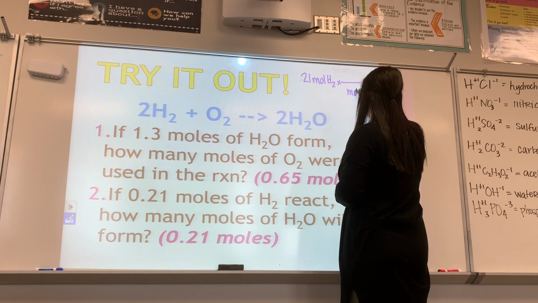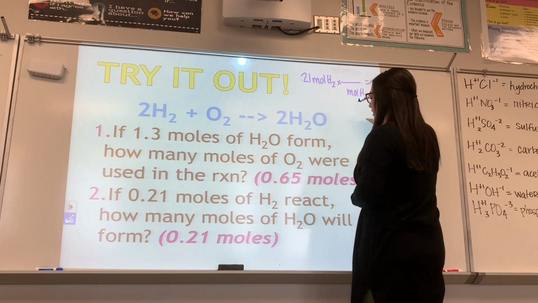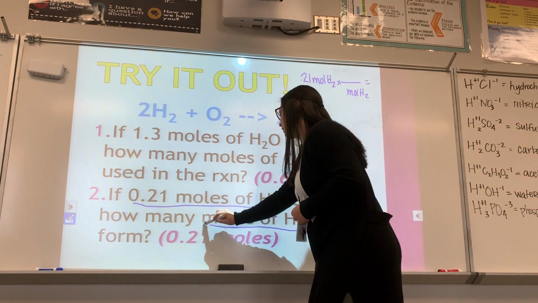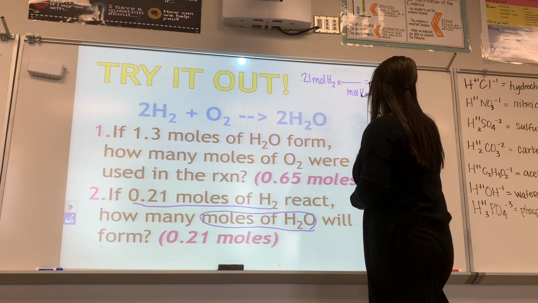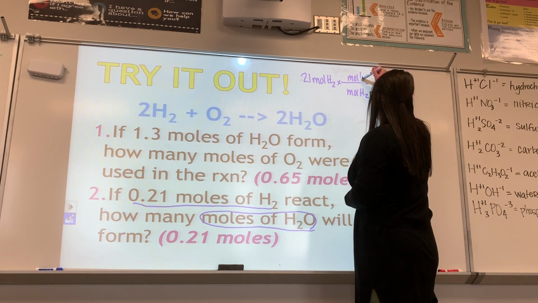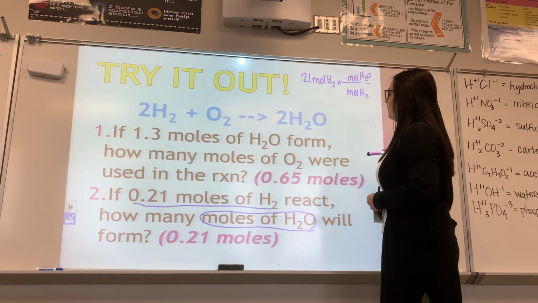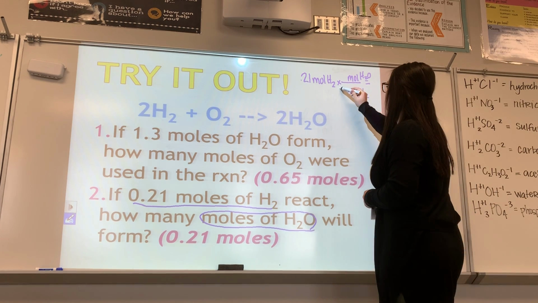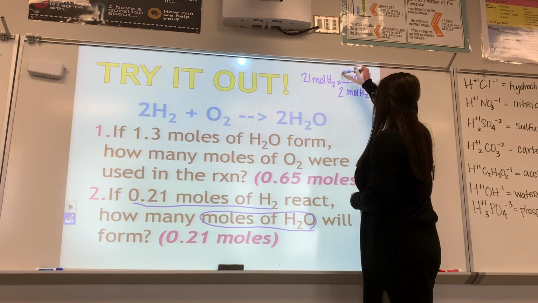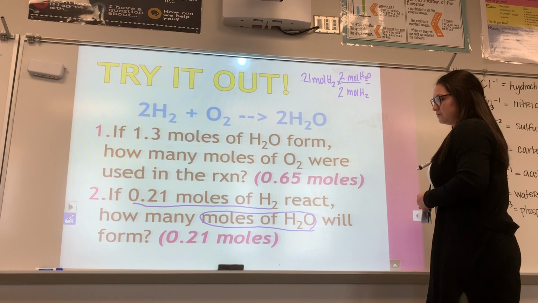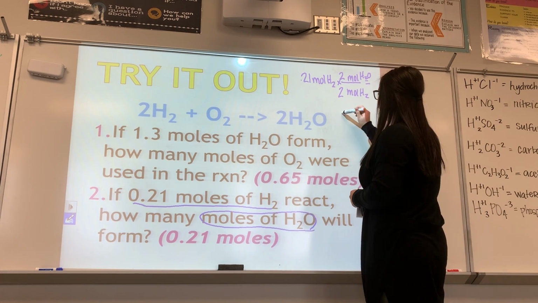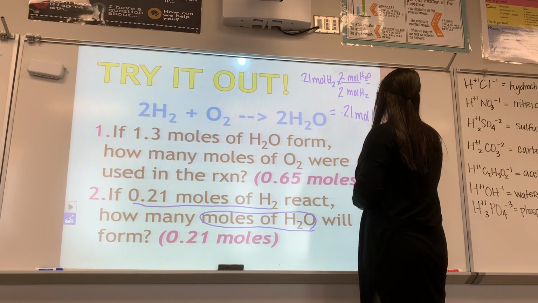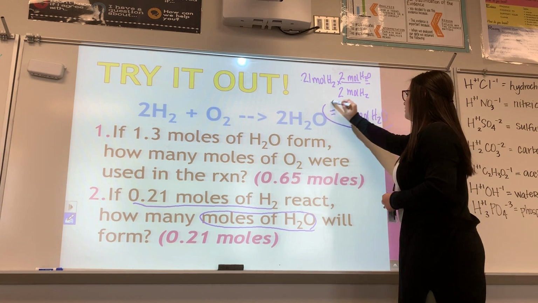I want to cancel out my moles of H2 on the bottom. This is what I'm given. This is what I want. I want to solve for moles of water. So I'm given moles of H2O on the top. Using my molar ratio from my balanced chemical equation, I have 2 moles of hydrogen for every 2 moles of water. I solve for that. That would equal 0.21 moles of water. Circle my answer.